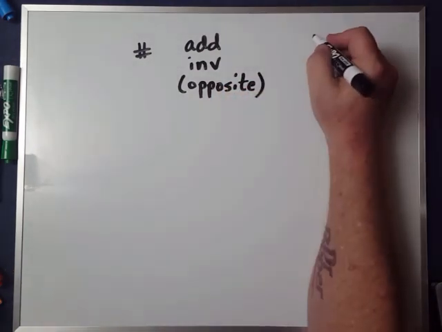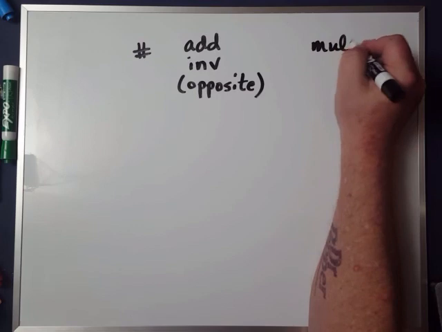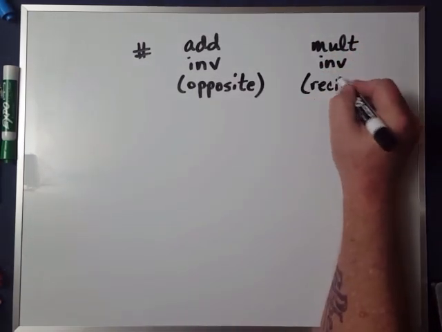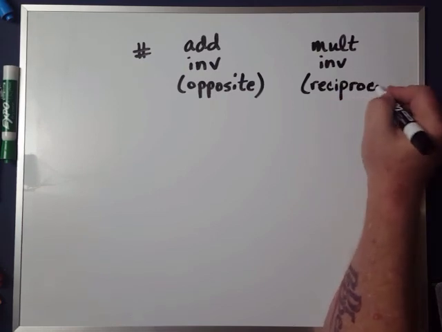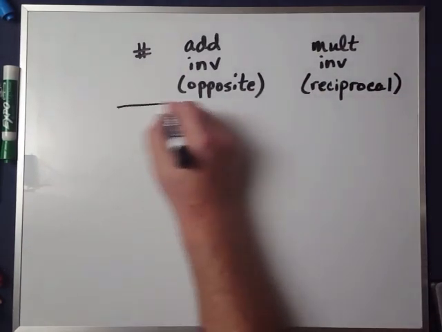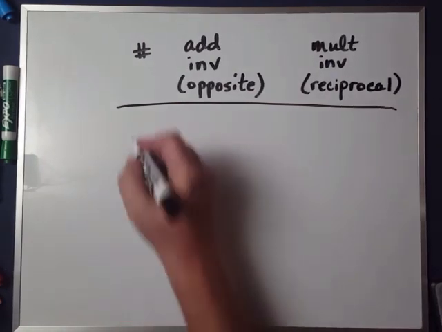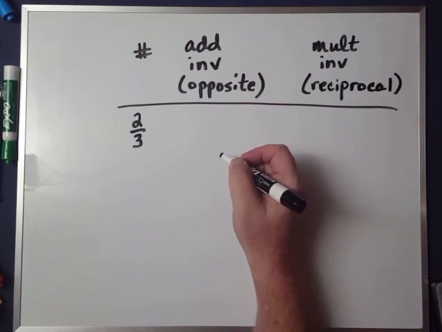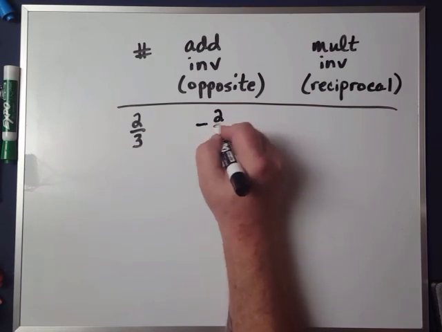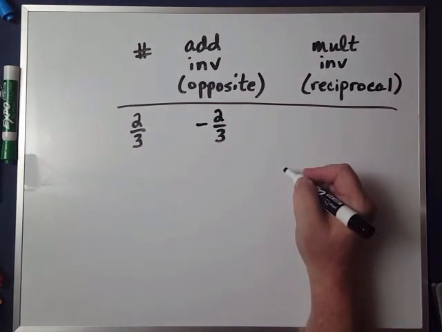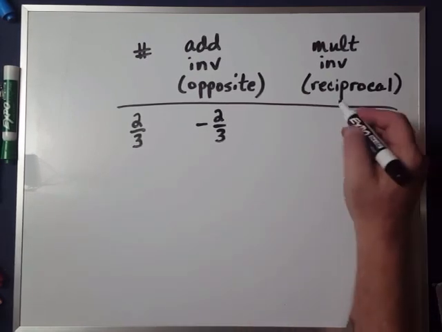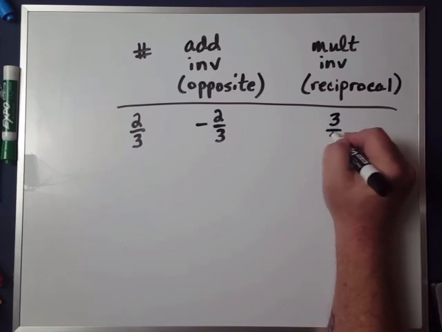That's from the previous section. And then I want to know, what is its multiplicative inverse or reciprocal from this section. So if I have the number 2/3, its additive inverse, we change the sign, and that's all we do. The additive inverse, negative 2/3. The multiplicative inverse, we flip it over. 2/3, its reciprocal is 3/2.